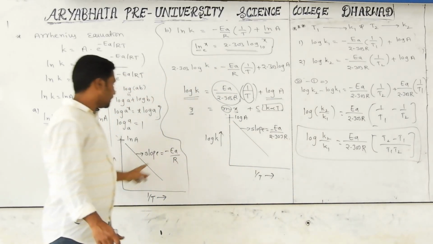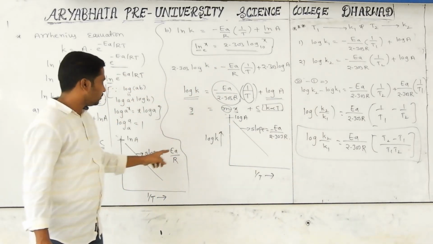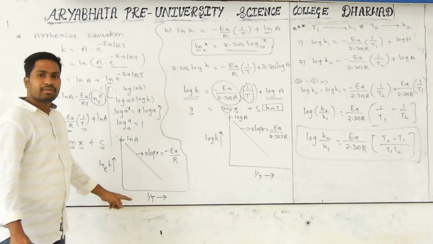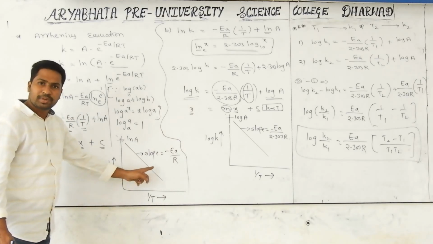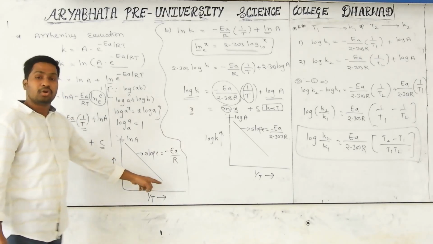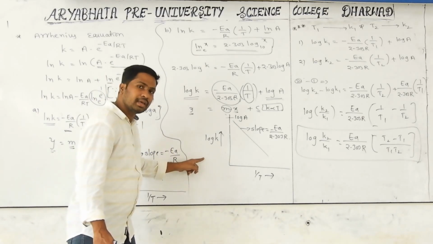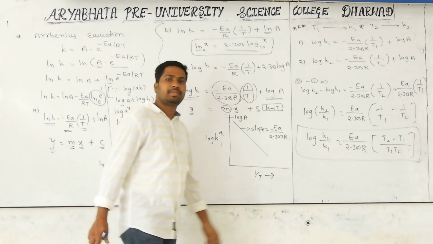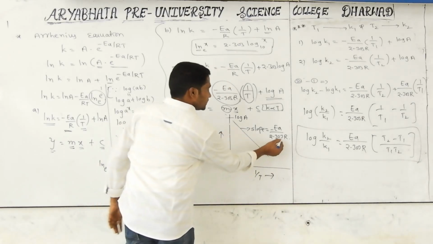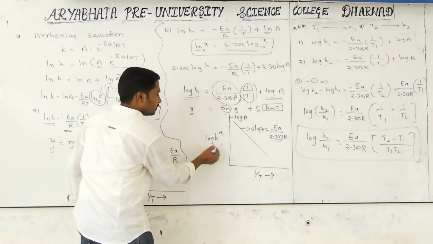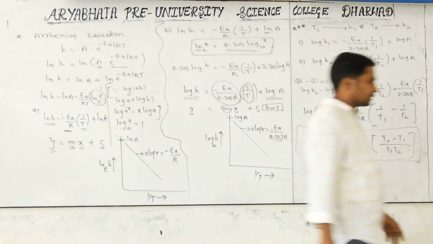This graph is important, especially from a competitive point of view regarding slopes. If you take 1 by T versus ln of K, the slope is negative, minus EA by R. If you take 1 by T versus log of K, then you get slope as minus EA by 2.303 R. Only this is extra, because of ln and log.